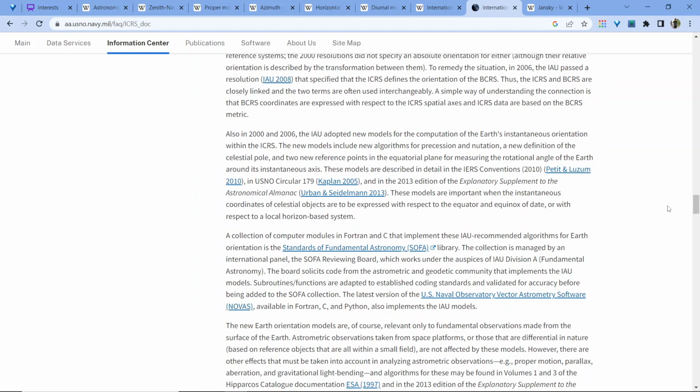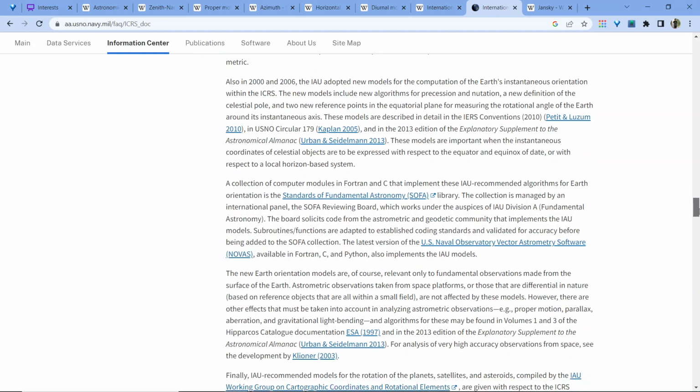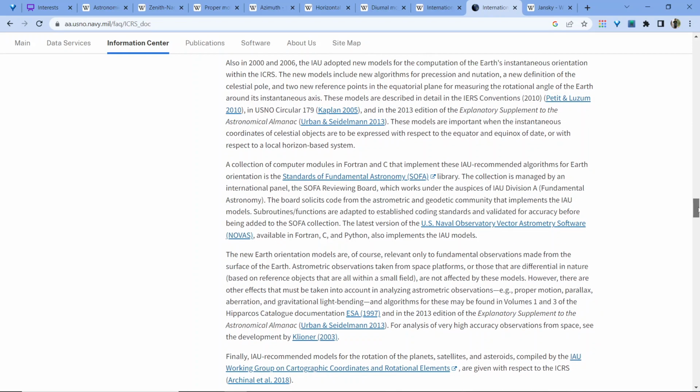A collection of computer modules in Fortran and C that implement these IAU-recommended algorithms for Earth orientation is the Standards of Fundamental Astronomy, SOFA, library. The collection is managed by an international panel, the SOFA Reviewing Board, which works under the auspices of IAU Division A Fundamental Astronomy. The board solicits code from the astrometric and geodetic community that implements the IAU models. Subroutines and functions are adapted to established coding standards and validated for accuracy before being added to the SOFA collection. The latest version of the U.S. Naval Observatory Vector Astrometry Software, NOVAS, available in Fortran, C, and Python, also implements the IAU models.